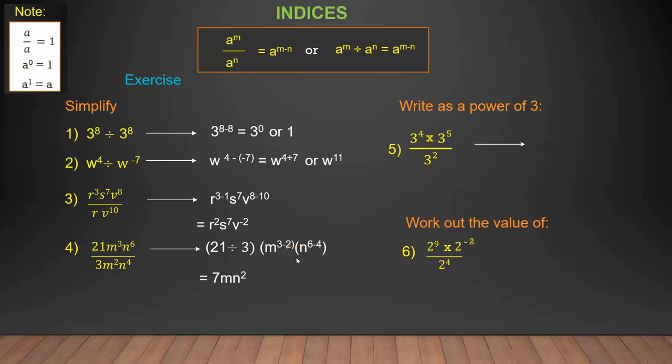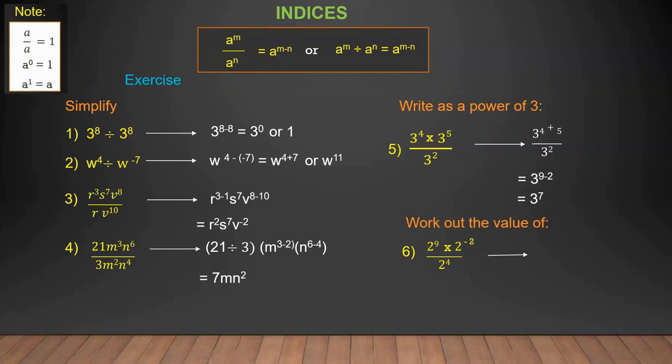Number 5: write as a power of 3. You have a combination of rules here. For the top, you're going to add the powers, copy the common base 3, 4 and 5 add up, you have 9, and subtract 2 from the denominator. So 9 minus 2 is 7. Your answer as a power of 3 is 3 to the 7th.